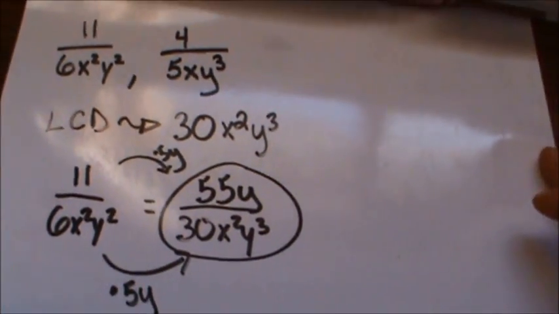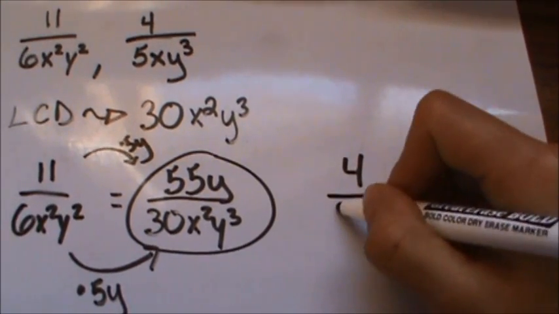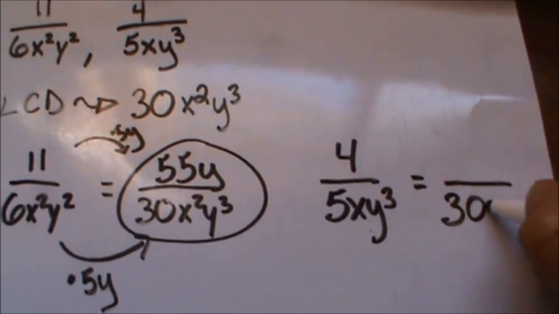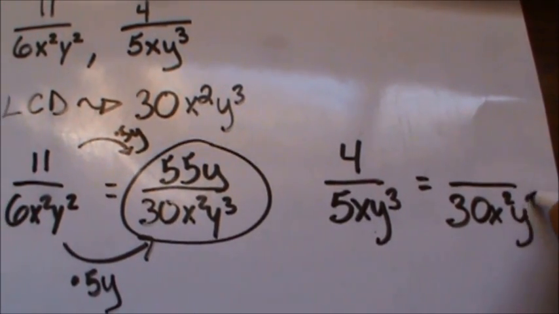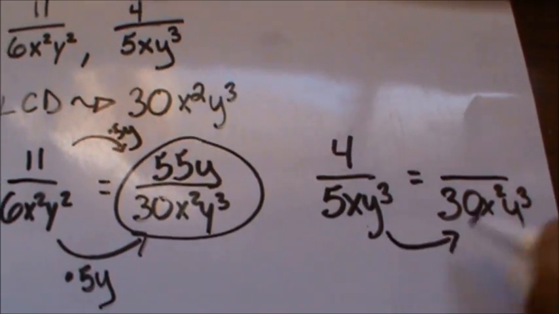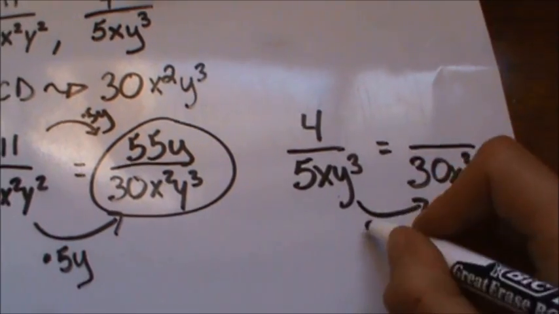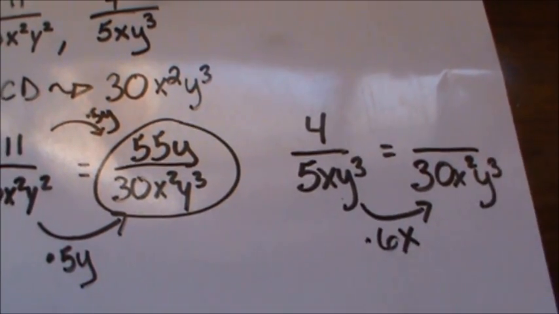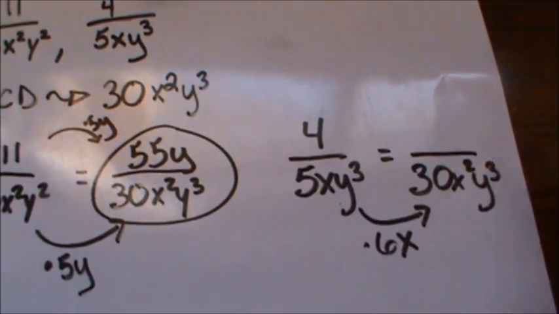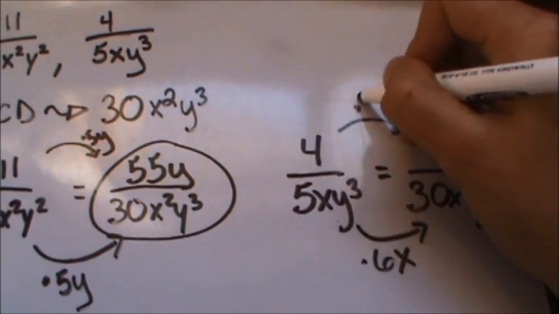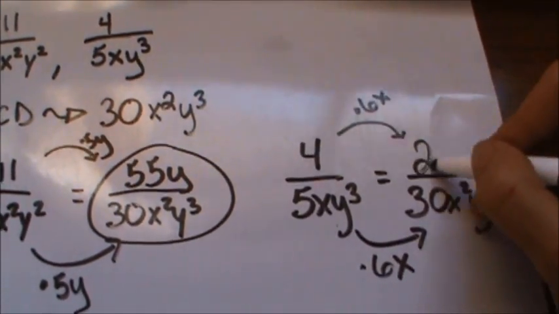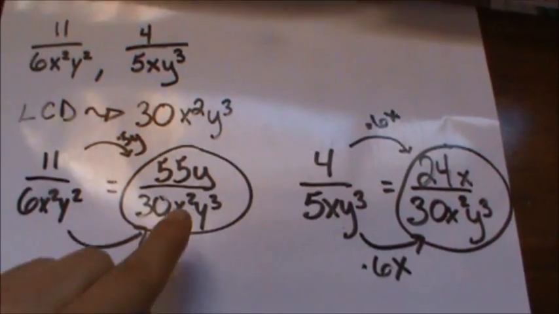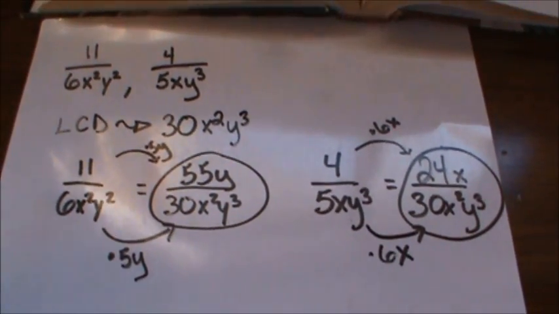Now I need to look at the second one. Second one is 4 over 5xy cubed. What is this fraction written with the common denominator? 30x squared y cubed. Well, let's see what I multiply the denominator by to get the new denominator. 5 to get 30, I need to multiply by 6. I have an x here and an x squared here, so I need another x. Y cubed and y cubed, so I don't worry about the y's. So that means I multiply the top by 6x. This becomes 24x. Right here, what I have circled, this and this, are the two fractions with common denominators.